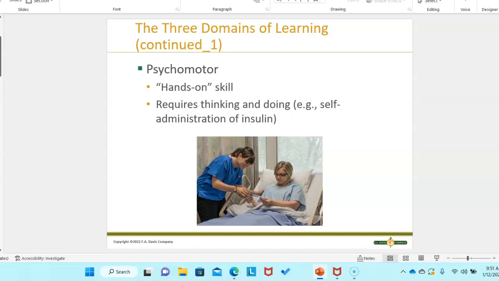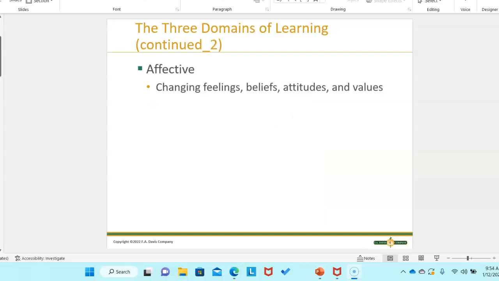Then we go up to the lab and we do psychomotor. That would fall under this domain, is hands-on skills. It requires a person to actually demonstrate how to use or apply the cognitive level of what you know. The affective domain deals with beliefs, attitudes, values, and feelings.